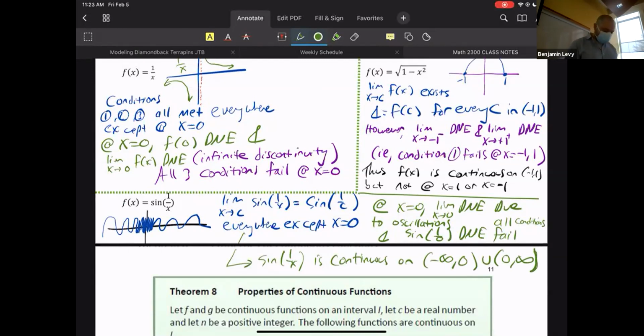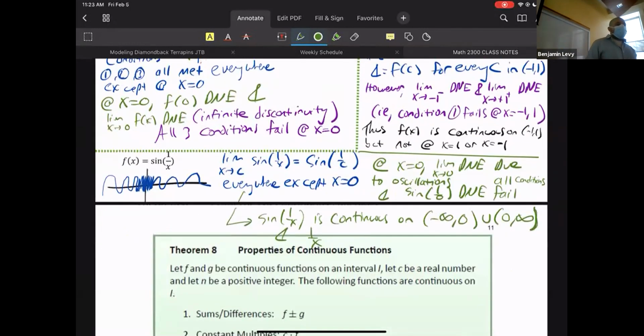Yeah, good thought there. And so that also is for 1 over x for the same reason, right? They both have 1 over x in them, and so you can't plug 0 in. All right, good thought there. Other thoughts?